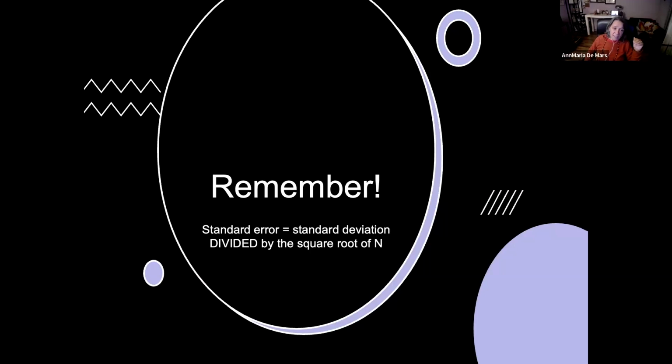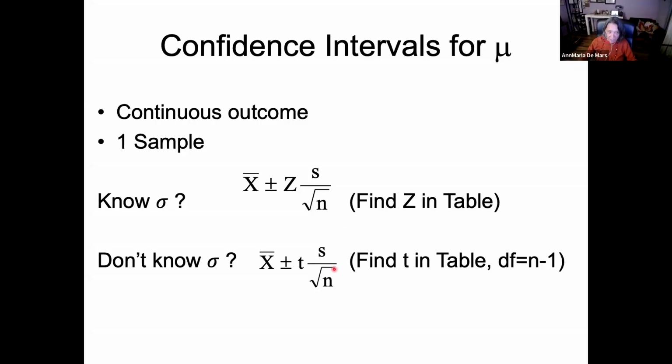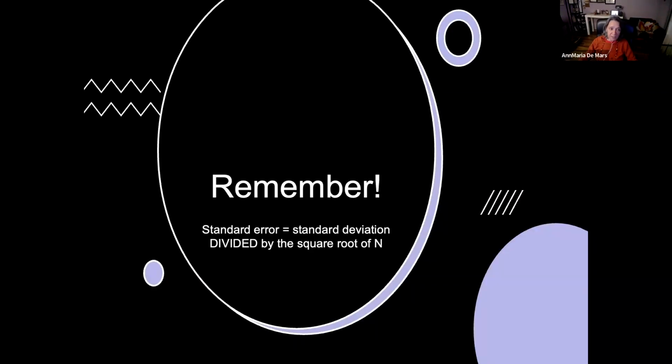Remember, I say this because this is an error that I've seen many students make over the years. The standard error is the standard deviation divided by the square root of n. It is not divided by n. See, it's right there. Standard deviation divided by the square root of n. But I can't tell you how many times I have seen people calculating this and mistakenly use n, so that's why I'm just reminding you again.